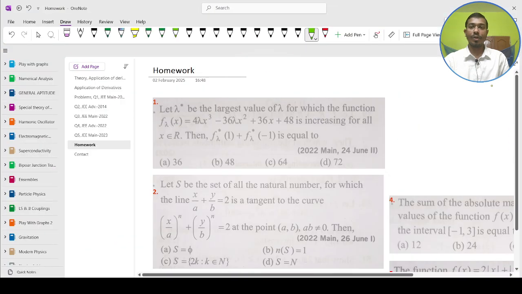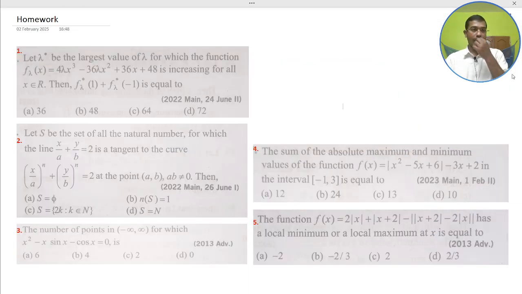Next. So now we just finished the 5 important questions. So for your better practice, clarification and understanding, I usually give you 5 other important homework. You just pause this video and take a screenshot quickly. First one is JEE Main 2022. Second one is JEE Main 2022. Third one is JEE Advanced 2013. Fourth one is JEE Main 2023, and the last one is Advanced 2013. So I think you'd be able to take a screenshot of this homework.